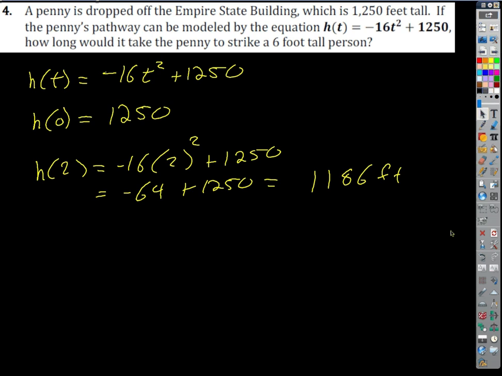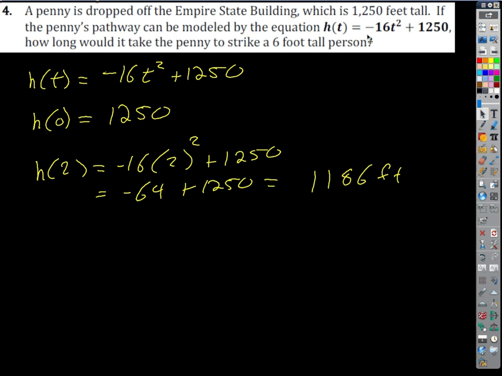If you drop a penny off the Empire State Building, here's the model for that. This models height as a function of time. So H stands for the height above the pavement at the base of the building, right? The sidewalk, let's say. And T is the amount of time that the penny's been in the air, measured in seconds. Okay, so we started to quickly analyze or evaluate this function to get a feel for what the function is doing.